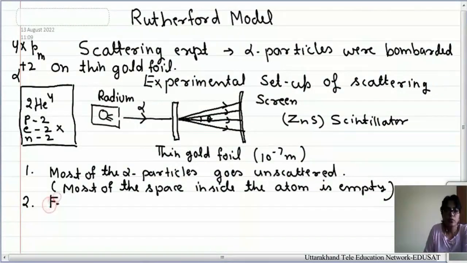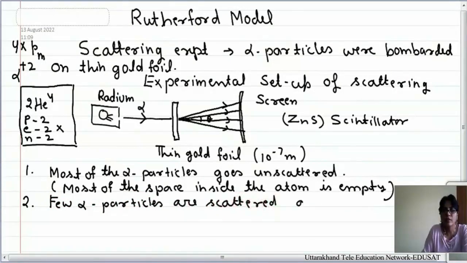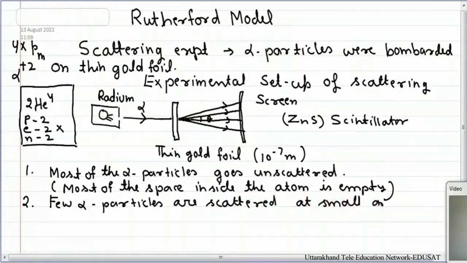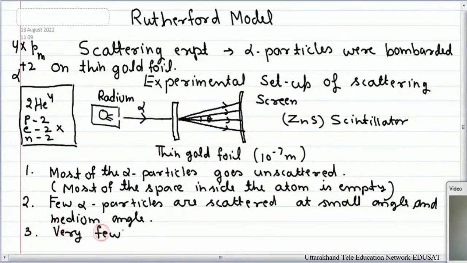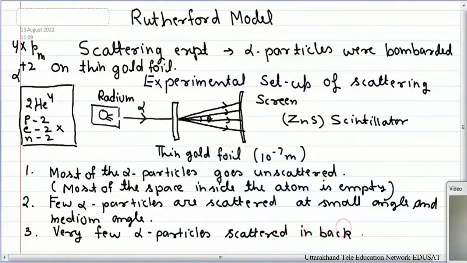And then a few alpha particles are scattered at a small angle, and medium angle, and very few alpha particles are scattered in the back direction, that is, opposite to the direction of incidence.